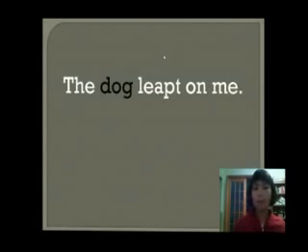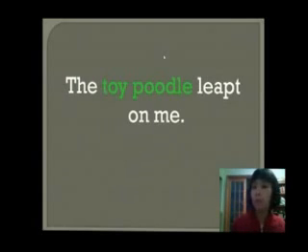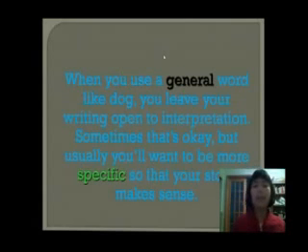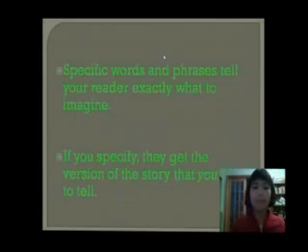The dog leapt on me. Okay, well, as a reader, I'm thinking, what kind of dog? There are many different types of dogs. So what if the reader thinks the toy poodle leapt on me, when really what you're trying to say is the wolfhound leapt on me? When you use a general word like dog, you leave your writing open to interpretation. Sometimes that's okay, but usually you'll want to be more specific so that your story makes sense.